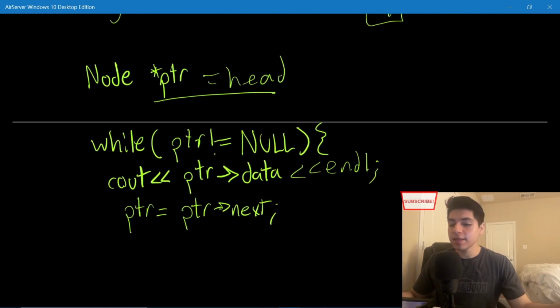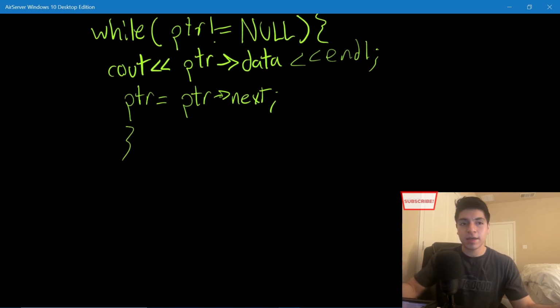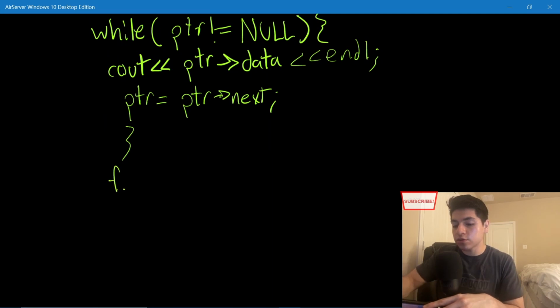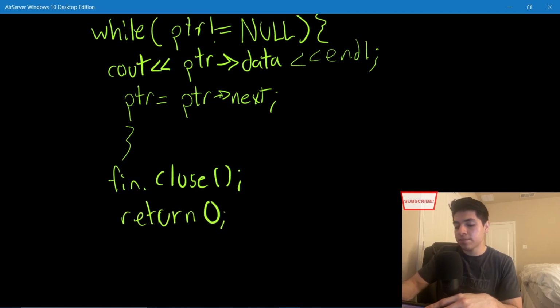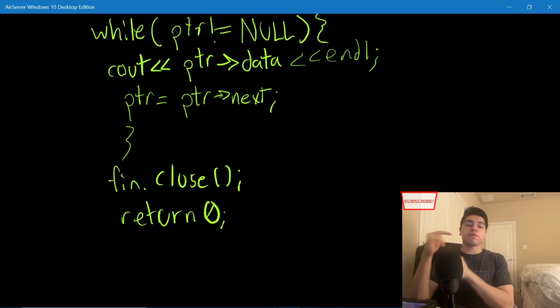And basically that's the end of it. Make sure we close down with some curly brackets. And now all we've got to do is close our file. And we're going to return 0. And that's how you read integers from a file and print them out in reverse order.